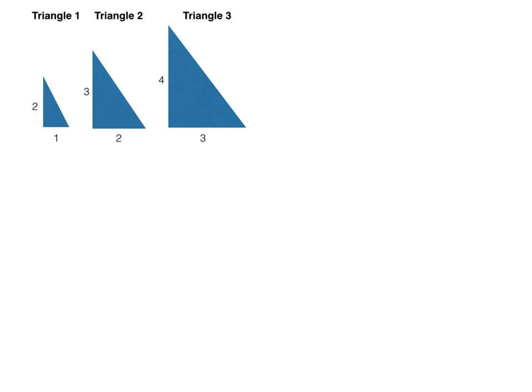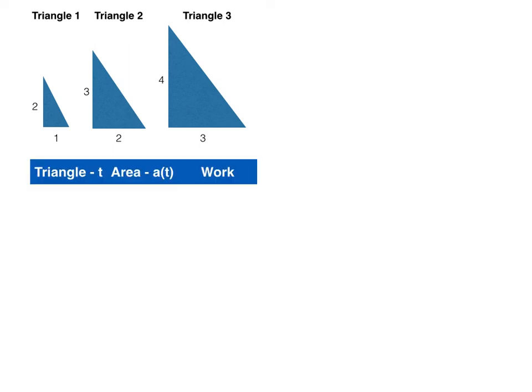We have triangle 1, triangle 2, and triangle 3. And each triangle has its own area. Let's try to find a function to model that area. So we have in triangle 1, the area was 1. How do I know that? Because I can do base times height divided by 2. 1 times 2 divided by 2. For triangle 2, I know the area is 3 because, again, I can do base times height divided by 2. 2 times 3 divided by 2. The same thing for the third triangle.